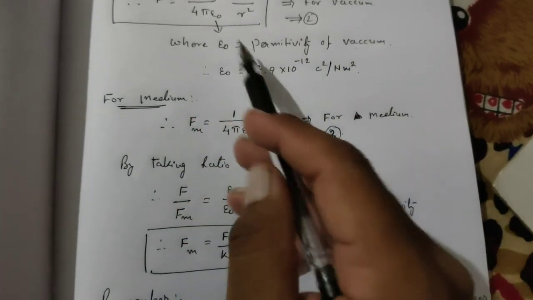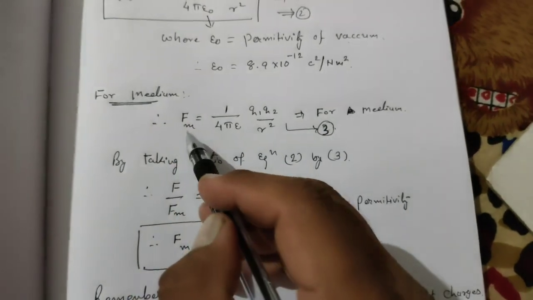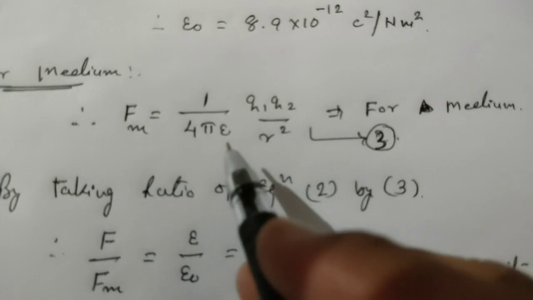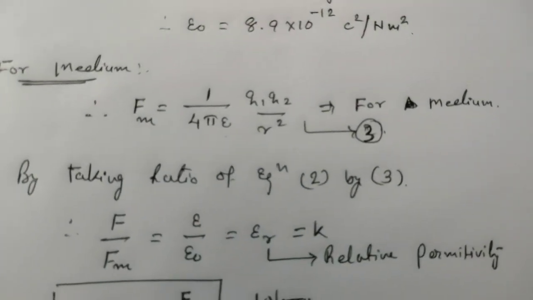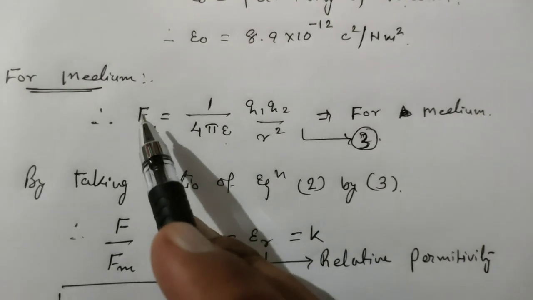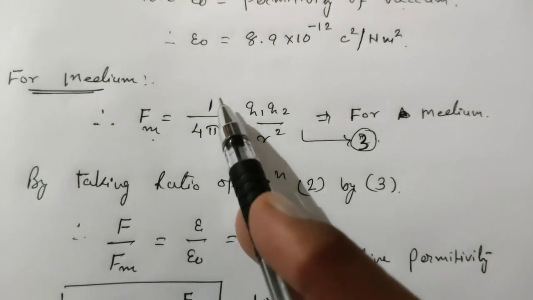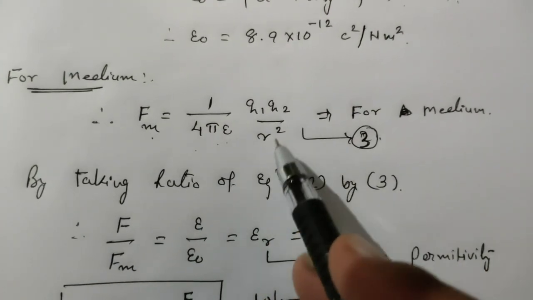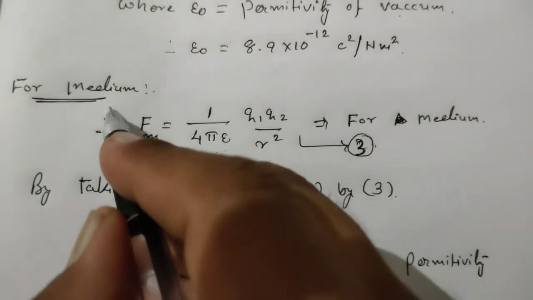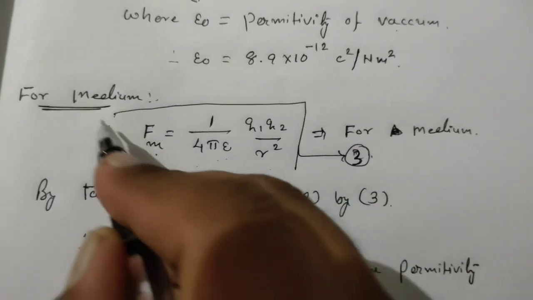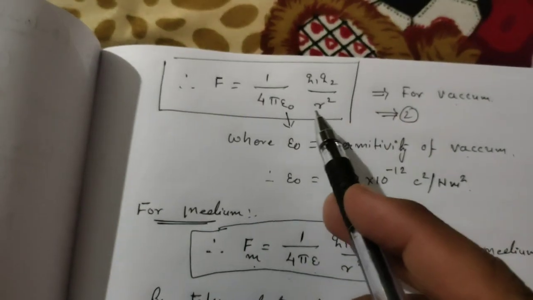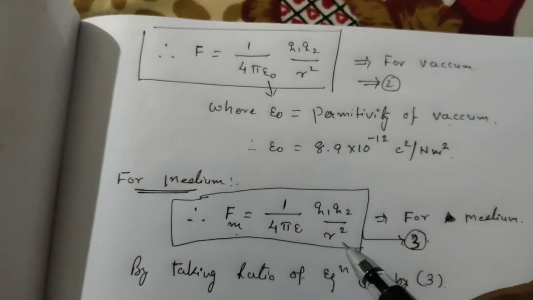Now if these two charges are put in a medium, in that case over here we simply replace this value by epsilon only. So we can reuse this equation. F_m, where m stands for medium, equals 1 upon 4 pi epsilon into q1 q2 upon r square. That's it. We can give the number of this equation as equation number 3. Now let us take a ratio of equation number 2 and equation number 3.